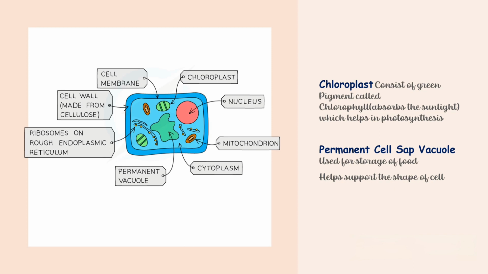Vacuoles. Plant cells typically have a large central vacuole that stores water, nutrients, and waste products. This vacuole helps maintain turgor pressure, which gives plants their rigidity. You don't need to know about turgor pressure.